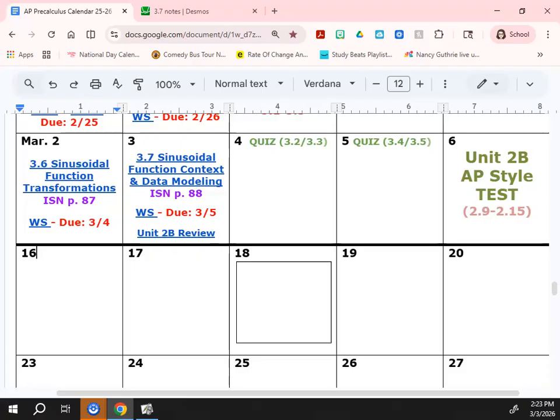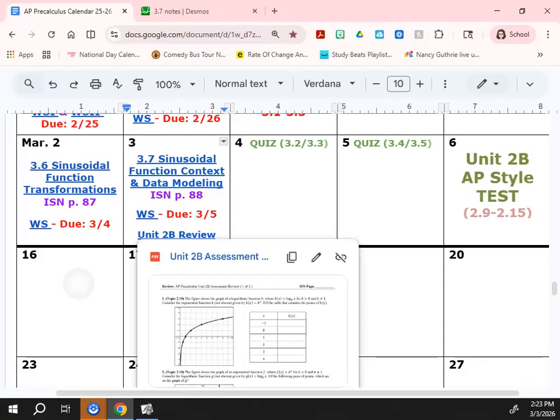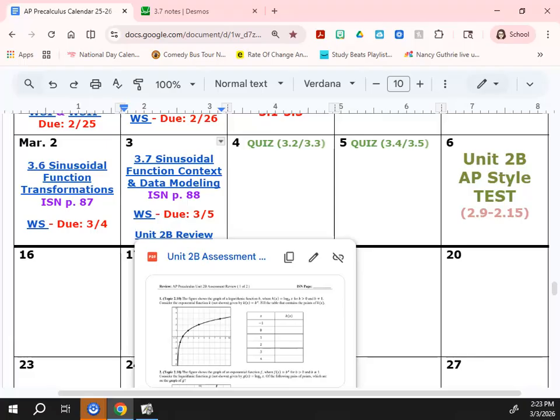But I'm also going to give you a review for the AP style unit test that we're going to take on Friday. I just want you to go ahead and have the review, and you've got quizzes on the next 2 days. Okay. No, I took off 3.1 just because it kind of just got melded into everything else. And so quizzing by itself, even testing by itself, I just decided it wasn't important, because it's not tested by itself on the AP exam. It's just kind of an introduction into the whole concept.